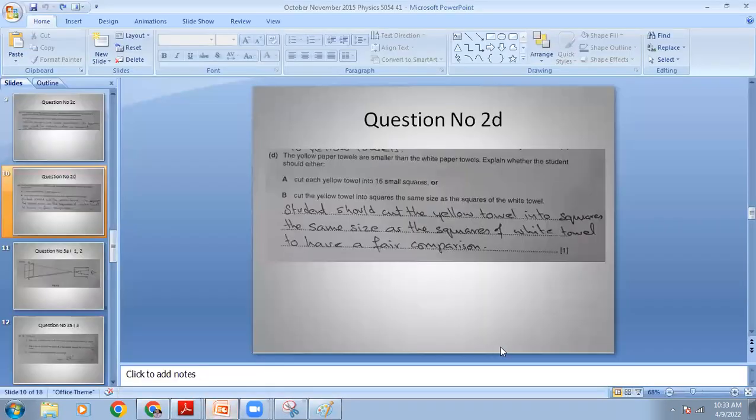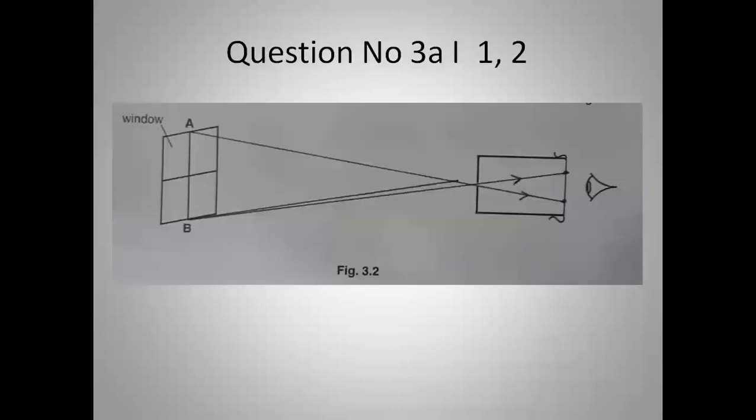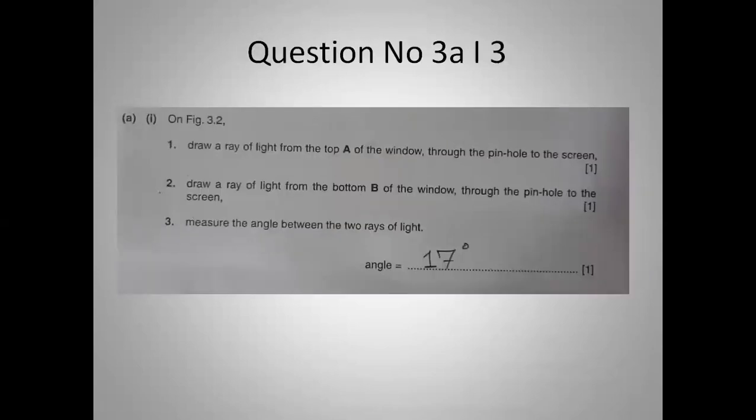So let me show you. I have done also. And here we go. So that's the diagram. This second line is by mistake. Okay, so just don't bother about it. Then if you measure the angle between them, that will be 17 degrees.